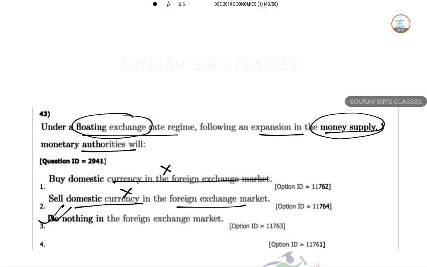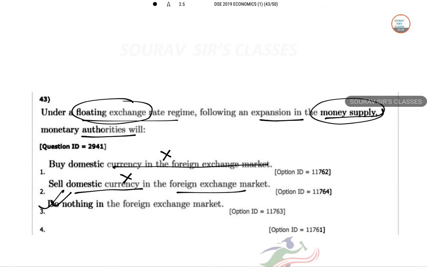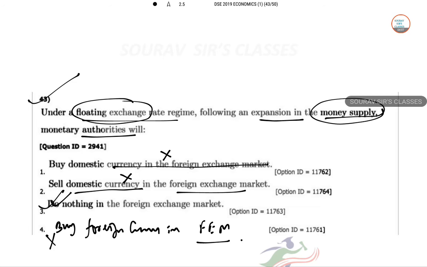Yes. Actually, the fourth option is not given here, so I'm just telling you the fourth option, it's been missed out. Buy foreign currency in the foreign exchange market. Okay, so this is also not applicable because buying in the foreign exchange market will also create a contraction in the floating structure. So this is the only possible answer.